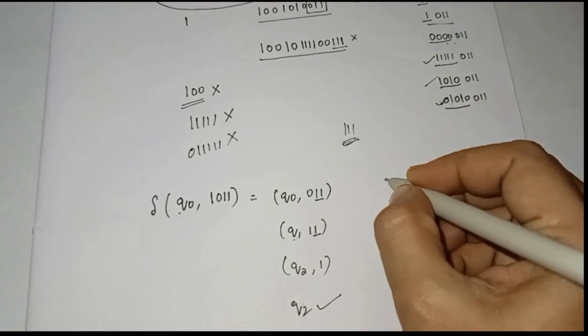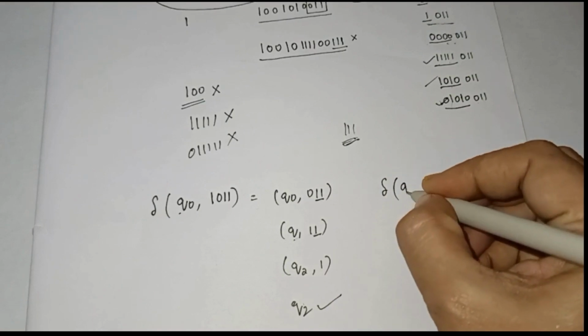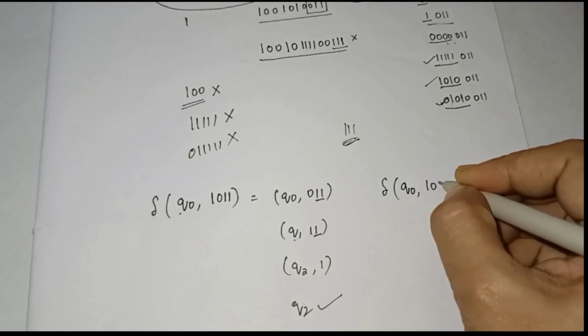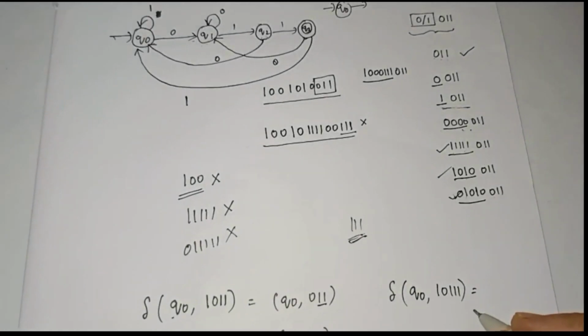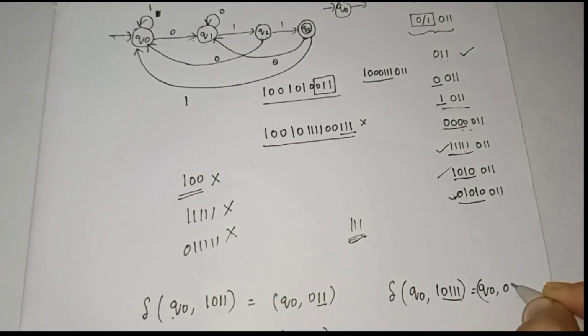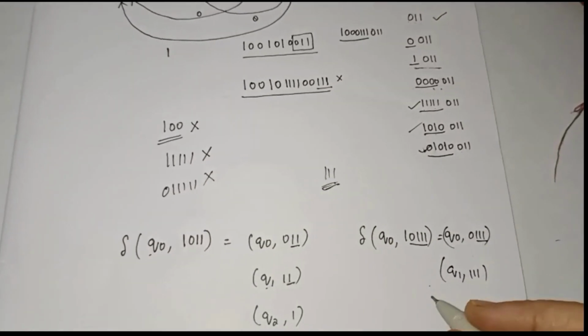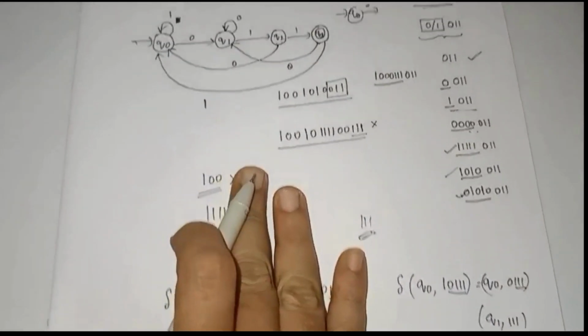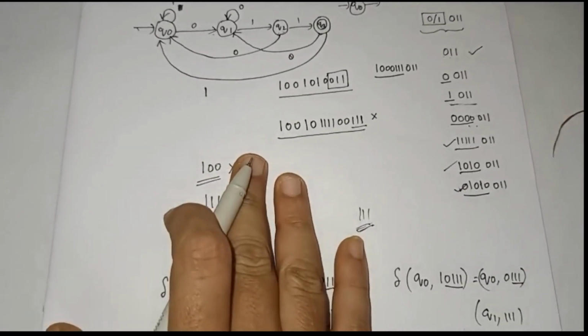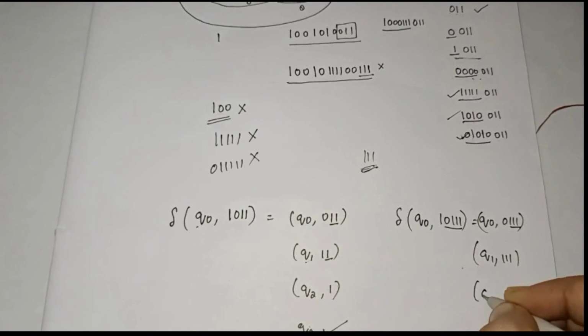Suppose I take one more example in which the string is rejected. So Q0, 1, 0, and 3 ones I will take. Okay. Now Q0 on 1, check here, Q0 on 1 is Q0. So Q0, the rest part is 0111. Now Q0 on 0 is Q1. Now take the rest part, 3 ones. Now Q1 on 1 is Q2.